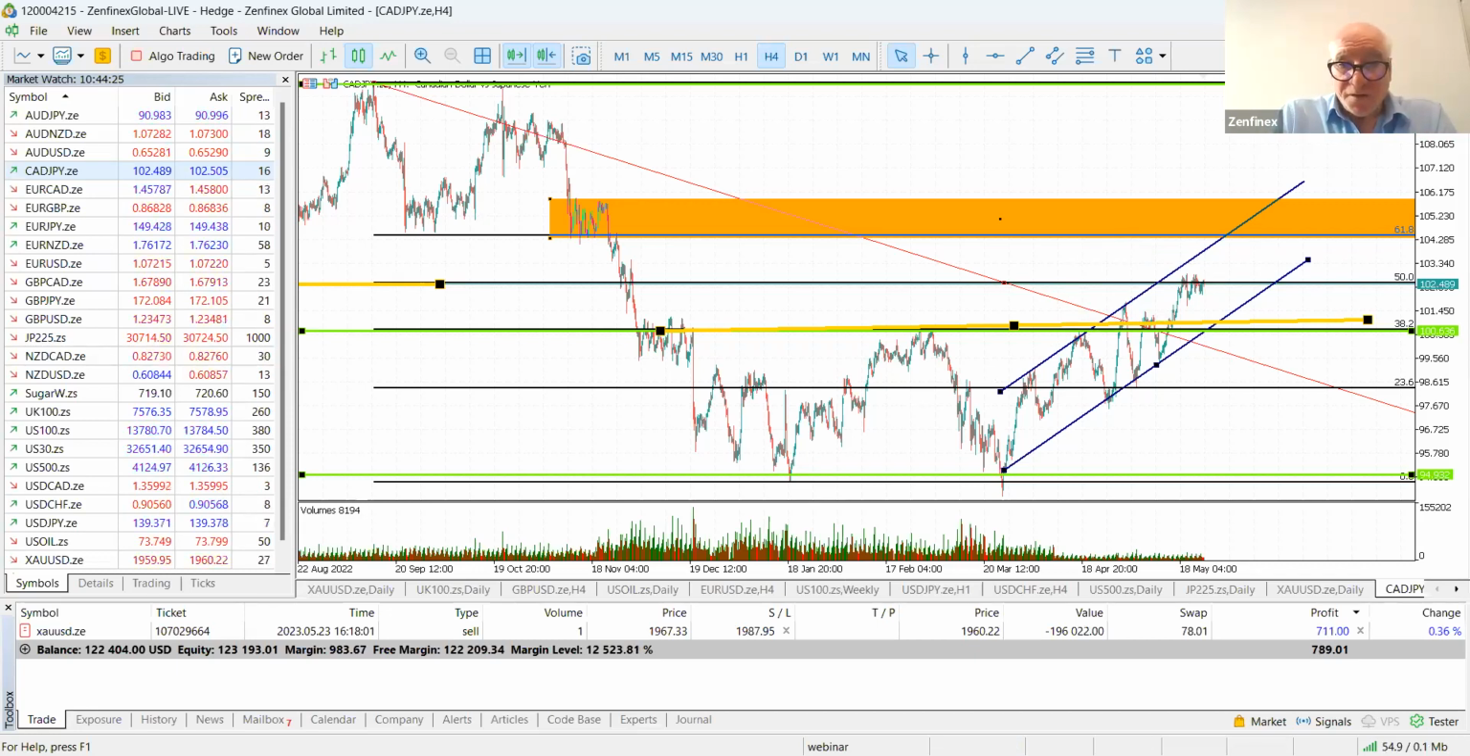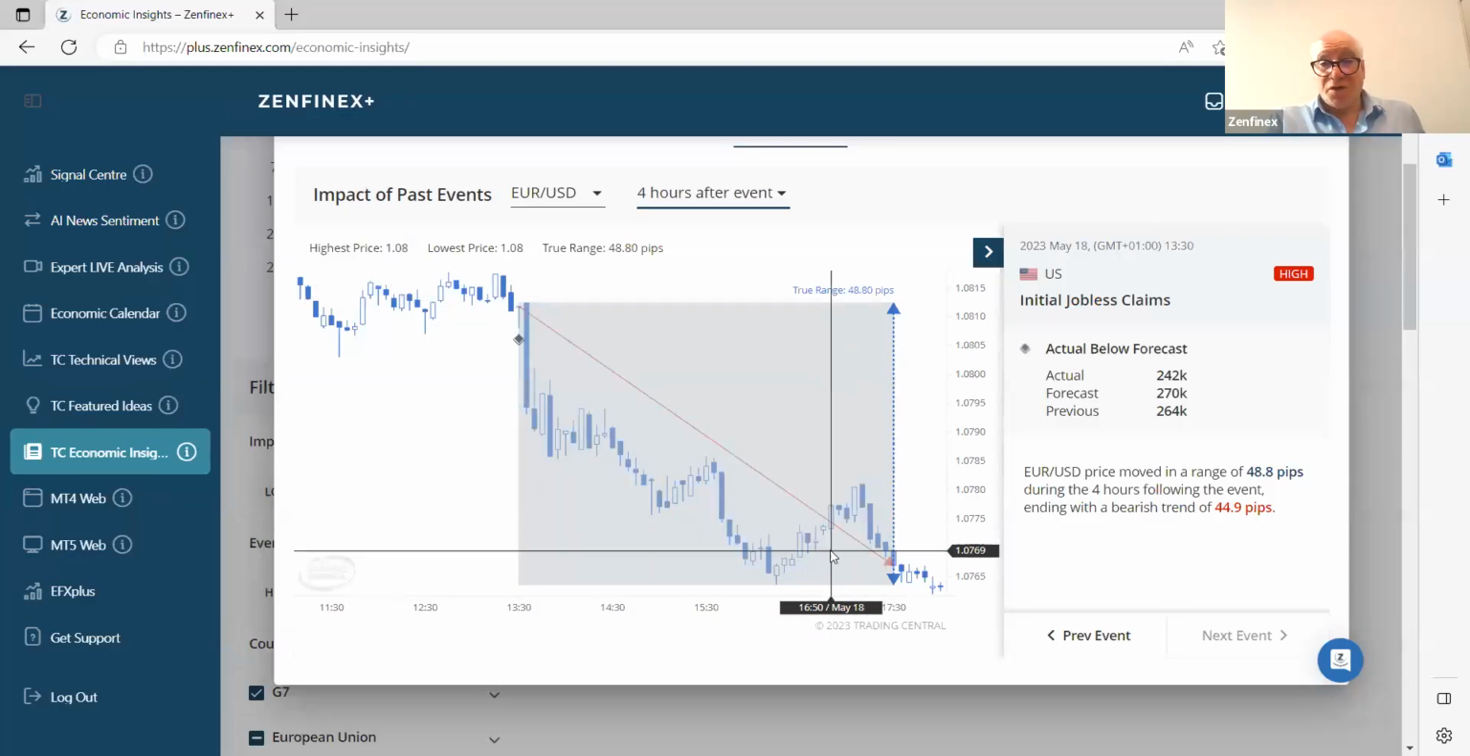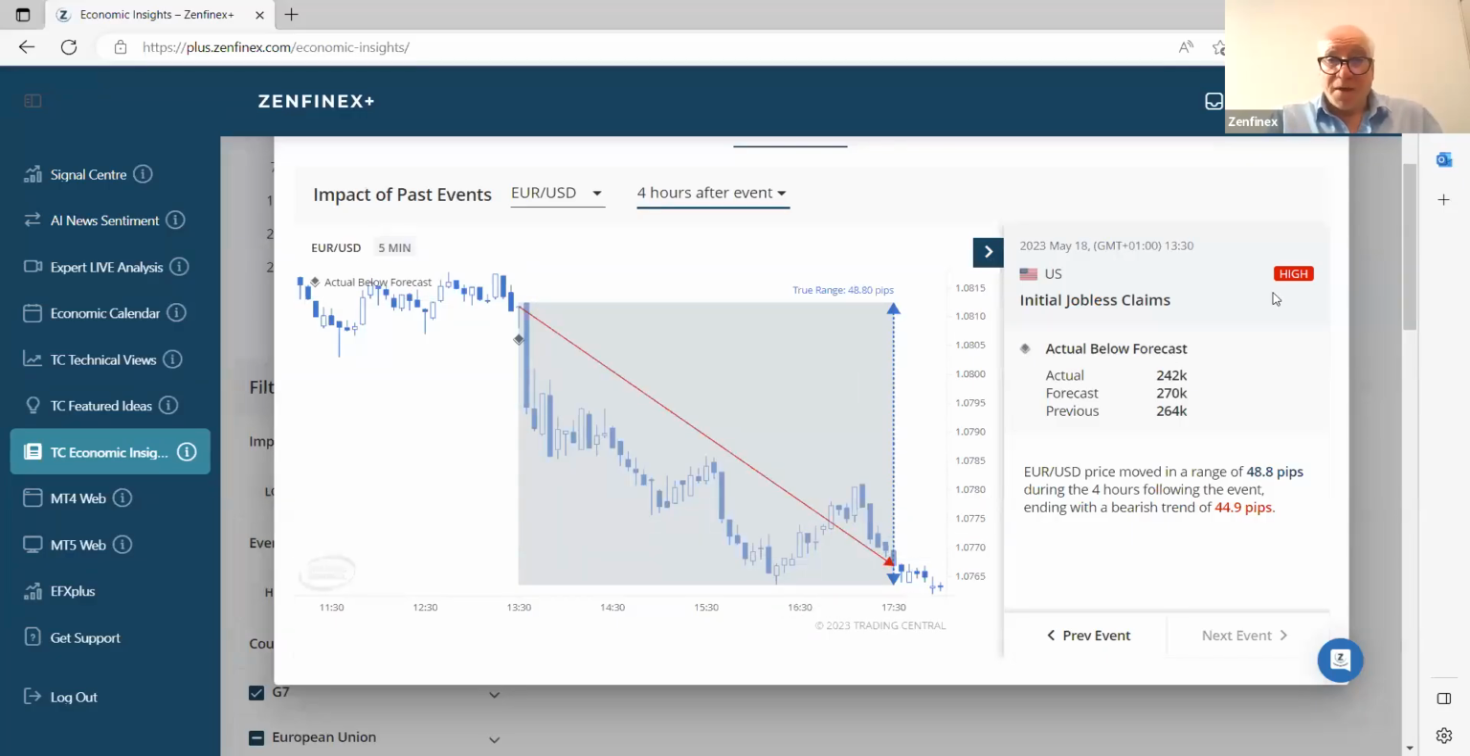Let's finish off. I just want to make sure that you were seeing my charts. Yeah, you were seeing my charts. Let's go back to the Zenfinex Plus. So, just finishing off the news that's coming out at 1:30 UK time, initial claims. This is what happened last time when actual was less than forecast, which is interesting.